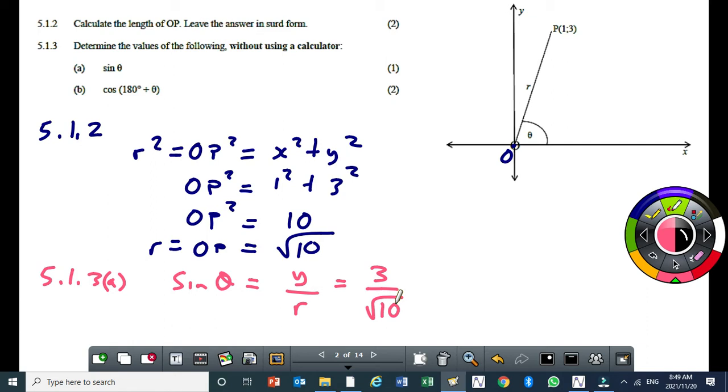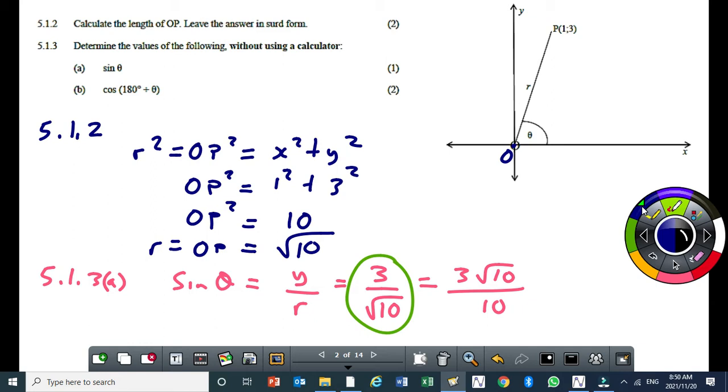Okay? Well, if you want to rationalize it, you can, but it's not important. So if you rationalize this, you get 3 root of 10 over 10. But that's not important. You just have to stop here. Okay? You get your full marks because it's just 1 mark. If you decide to rationalize, you still get 1 mark, but it's not important. Any questions there?